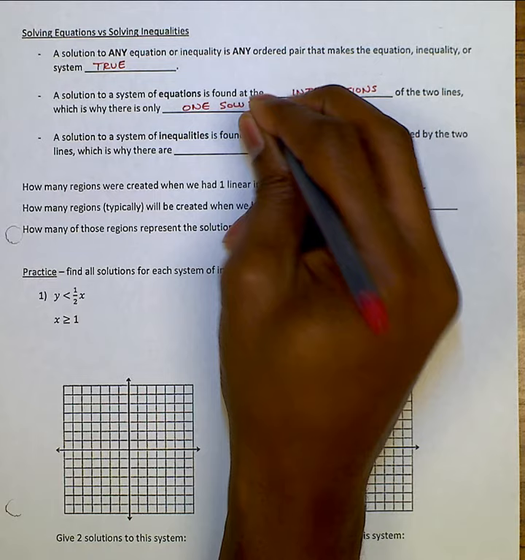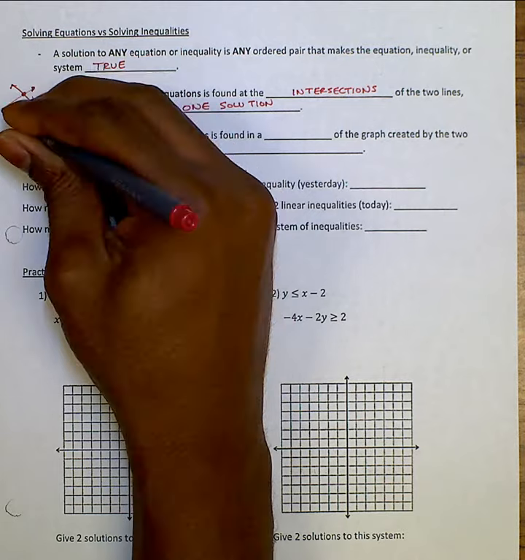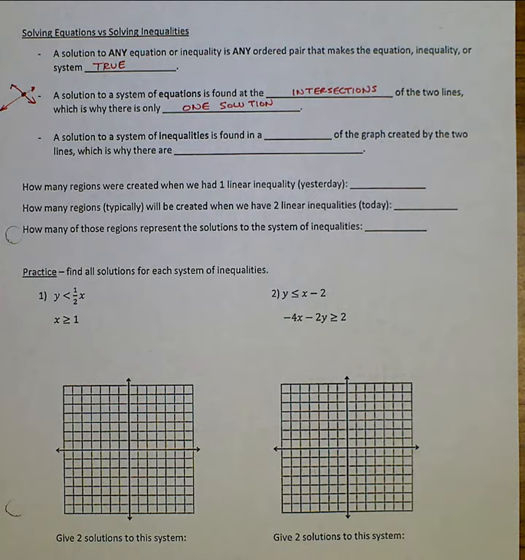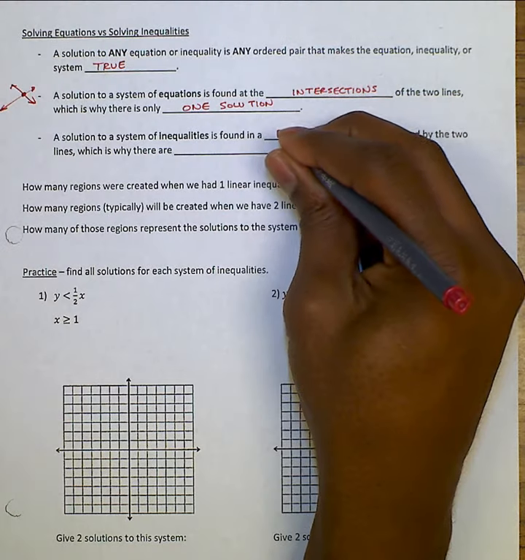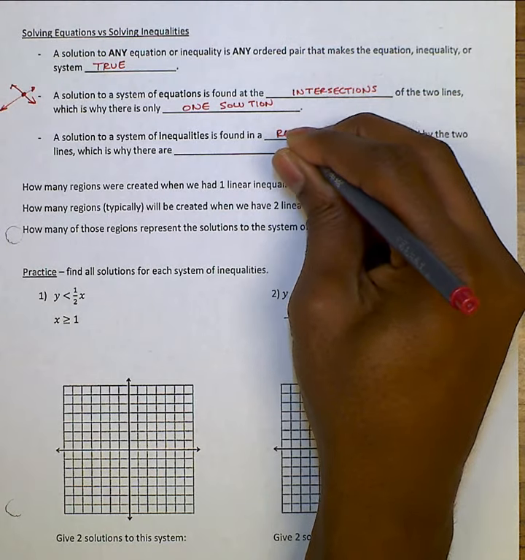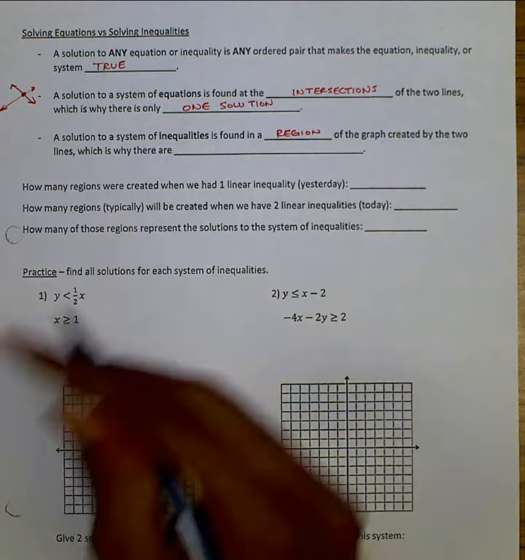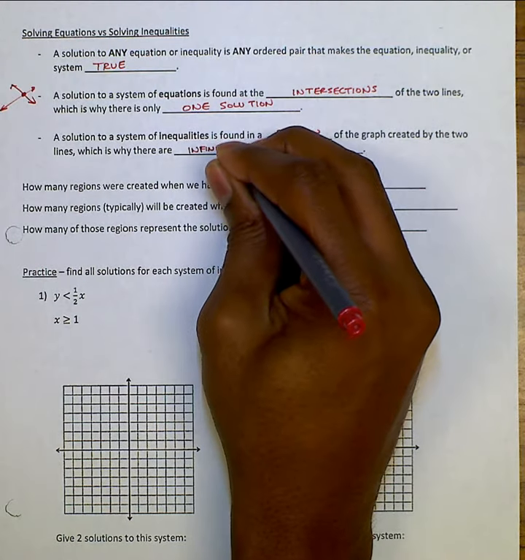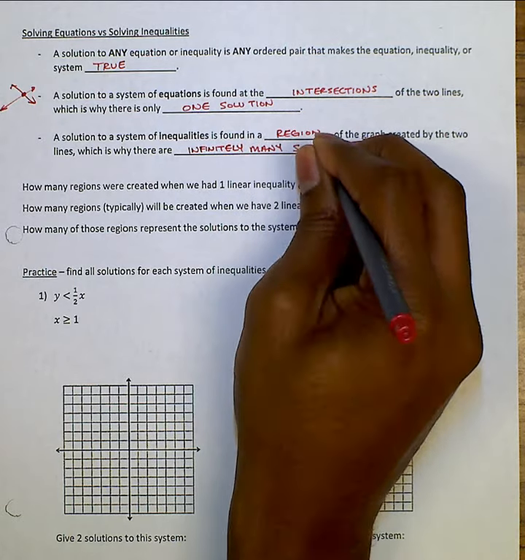Basically, when we graphed our two lines, if we're just doing a system of equations, all of our solutions have to happen on the line. So where they met was our solution. A solution to a system of inequalities is found in a region of the graph, or an area, created by two lines, which is why there are infinitely many solutions.